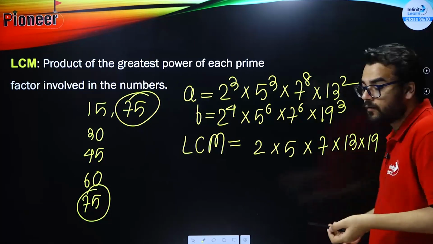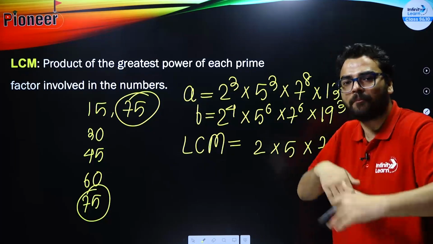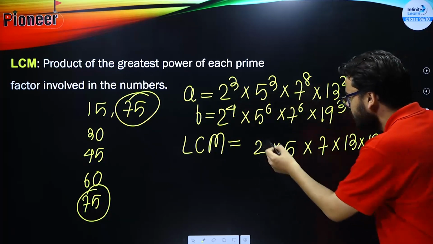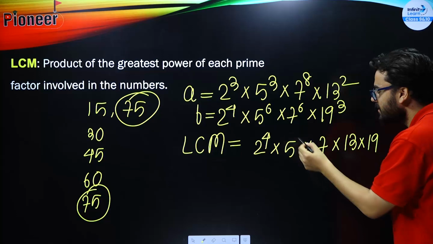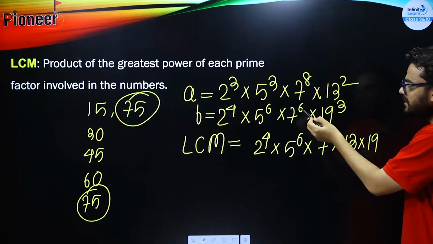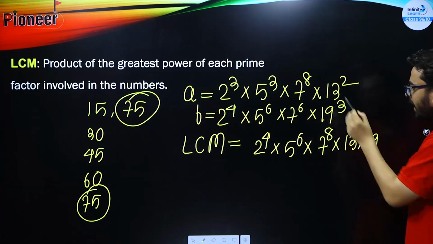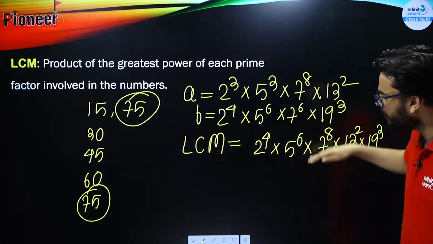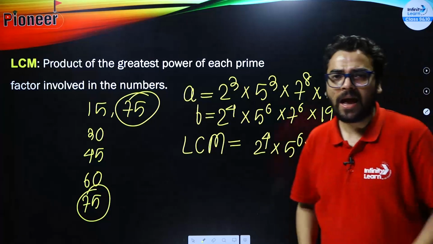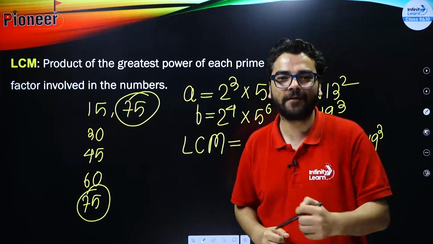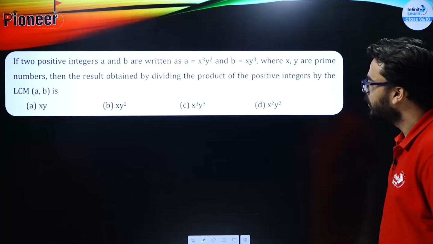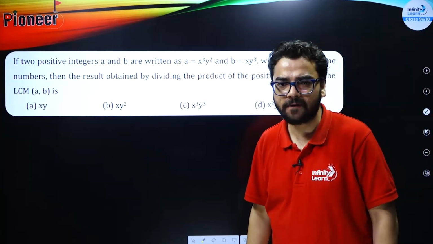And then you are not finding the factor, you are finding a multiple. So you will take the higher power. You see 3 and 4, so you will take 4. You see 3 and 6, you will take 6. You see 6 and 8, so you will take 8, and this is already 13 square and 19 cube. So this will be the LCM of both of these numbers. I hope the concept of HCF and LCM is clear to you. So let's do some questions on the basis of that.